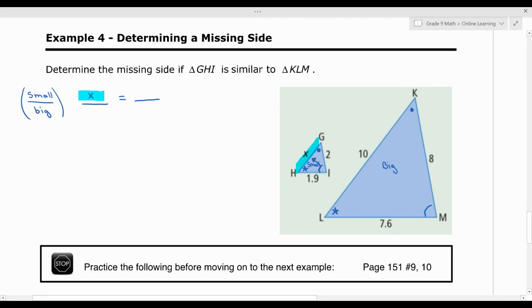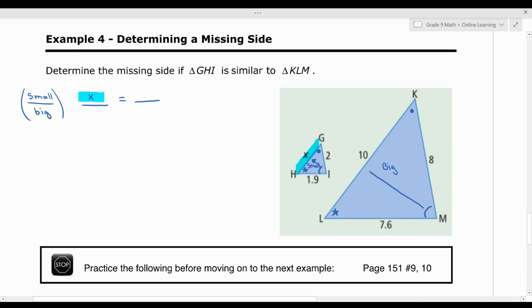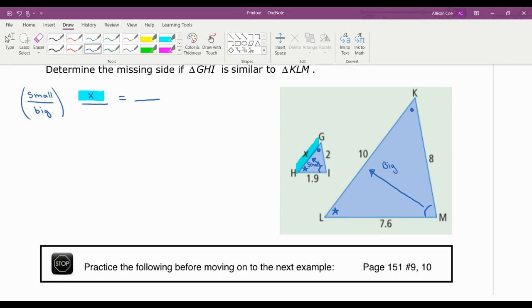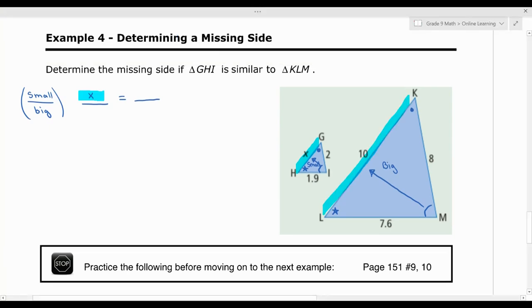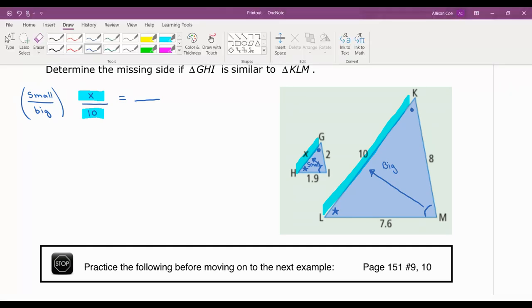Here's the corresponding angle. So angle I and angle M are going to be the same. And then I'll look at the side directly across from it, which is represented by the 10. So I will fill that in here. I'm comparing these two sides, GH to KL. I could use the 2 and the 8 because they're both opposite the stars, or I could use the 1.9 and the 7.6 because they're both opposite the closed circle. It doesn't matter. I like the stars, so let's use the stars.